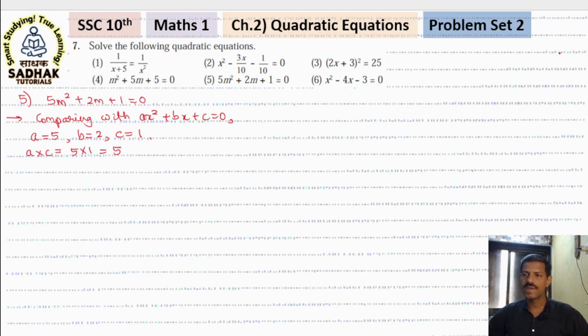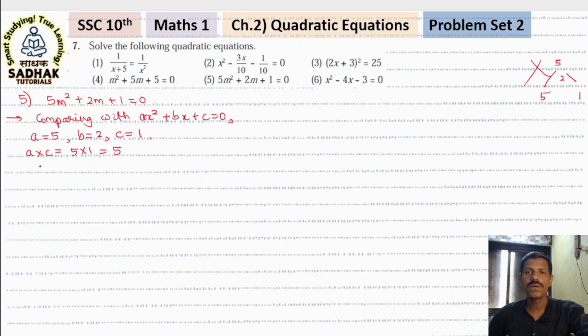That means if we take the factors of this 5, 5 is a prime number, so its factors are only 5 and 1. Whatever we do with these factors, we will not get 2. So therefore we cannot use the factorization method. So let us use the quadratic equation method. Okay. So see students, here we should always first see whether the factorization method is possible because that is the easiest method. If we cannot do it by factorization, then we can use either the completing the square method or the quadratic equation method.